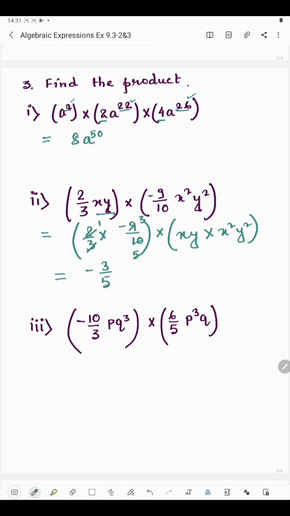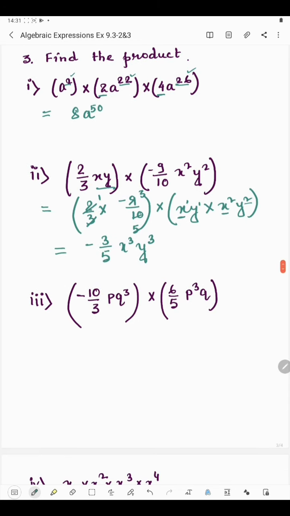Now we will multiply the variables. So here x is present one time, and here we have 2 times. So 2 plus 1, 3. So power of x will be 3. And here y is present one time, and here 2 times. So it will be 3 again. So the answer of the second part will be minus 3 by 5 x cube y cube.